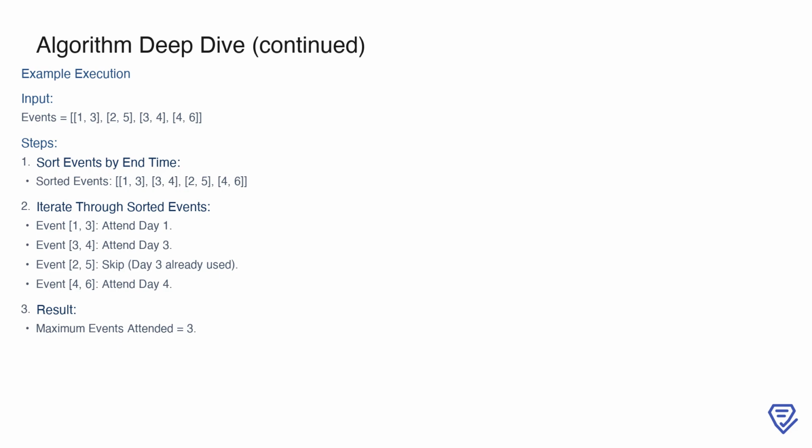The third event, [2,5], is skipped because day 3 is already used. Finally, for the fourth event, [4,6], we attend day 4. In total, 3 events are attended, and the maximum number of events that can be attended is therefore 3. This example illustrates the algorithm's strategy of prioritizing earlier ending events and using a greedy approach to select available days.